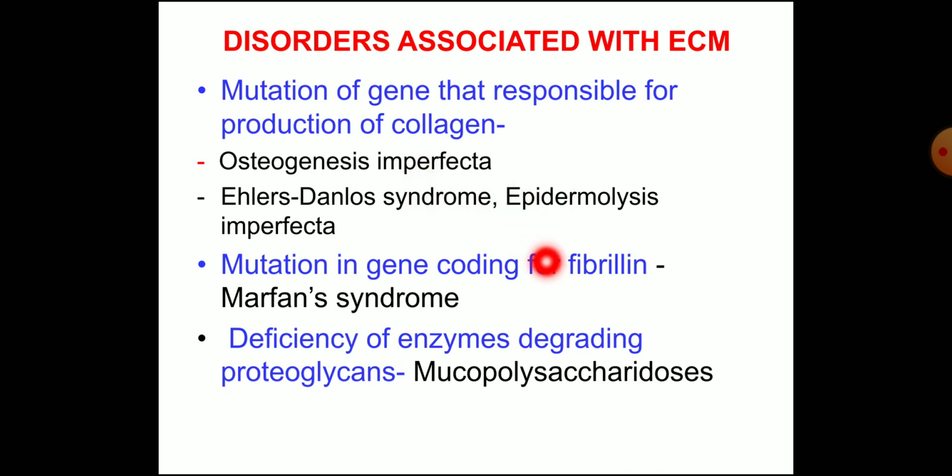Then mutation of the gene coding for fibrillin produces Marfan syndrome, and deficiency of the enzyme degrading the proteoglycans. We have seen proteoglycans in the matrix, no? So if there is deficiency of the enzyme in the degradation of proteoglycan, that will produce a group of disorders called the mucopolysaccharidosis that you have studied in your chemistry part. You have to refer back and study the mucopolysaccharidosis.